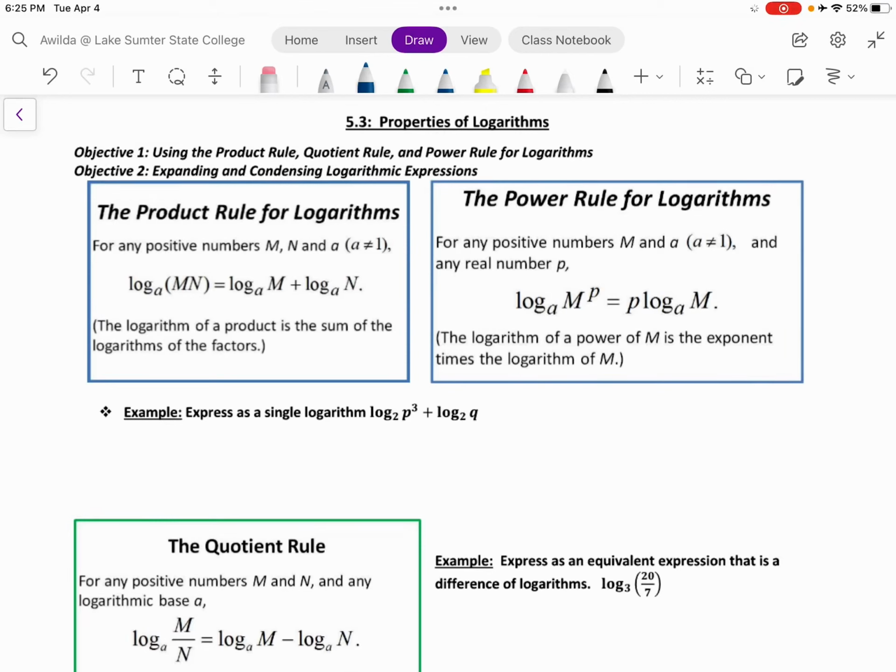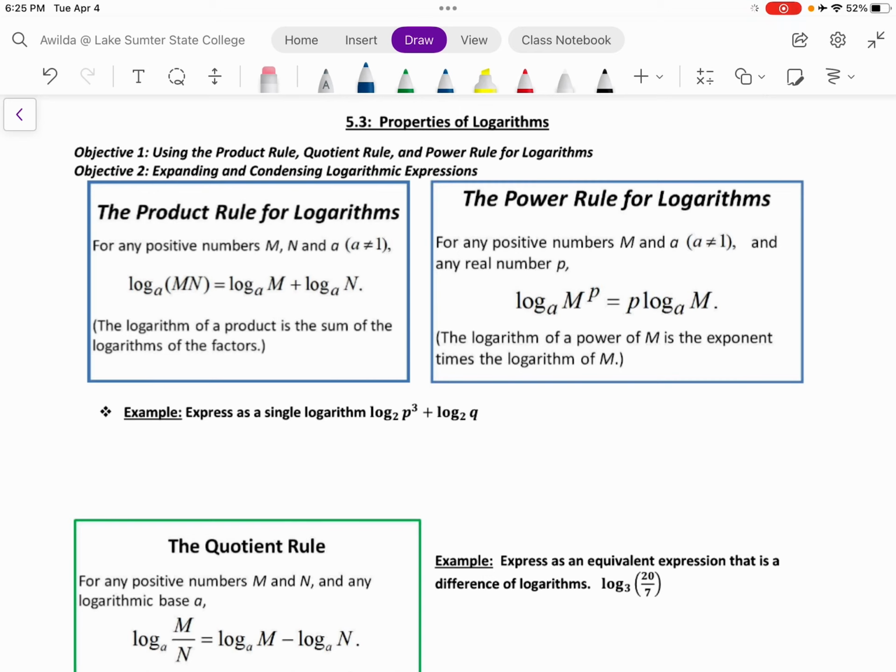In section 5.3, we will discover some properties of logarithms. We're going to look at several rules, and I'm going to relate them back to the rules for exponents that these rules of logarithms are related to. First, let's look at the product rule for logarithms.